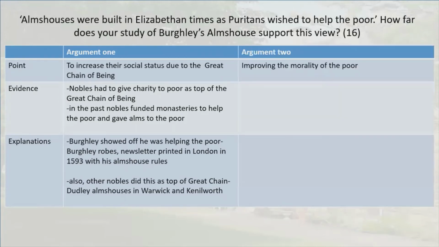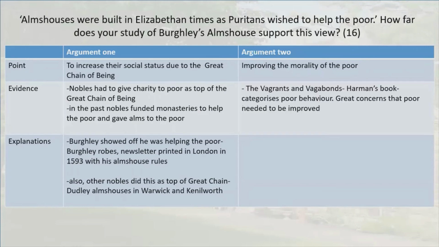Okay, so the second argument is obviously improving the morality of the poor. So obviously there were lots of vagrants and vagabonds. You might remember Harman's book with the poor behaviour, with the bare-top tricksters and other people who were tricking people and scamming people, pretending to be ill perhaps. So you remember that from your basic notes on Elizabethan topic.